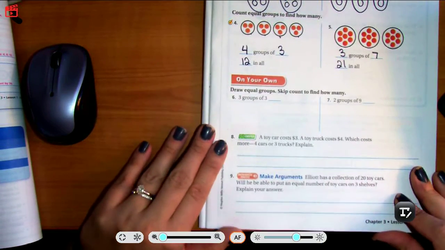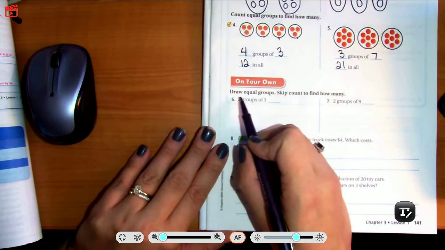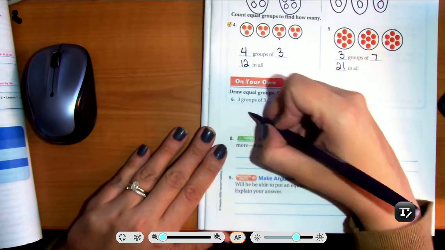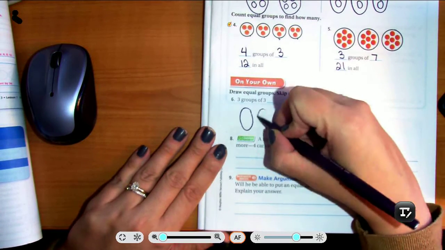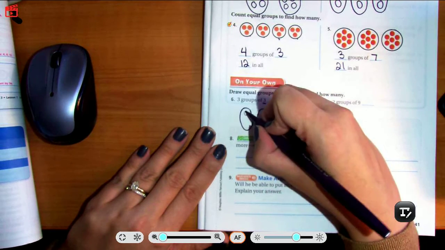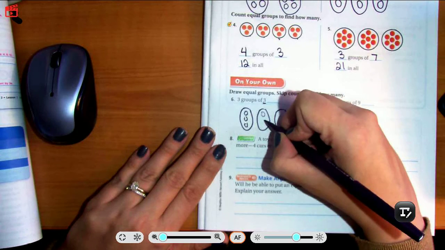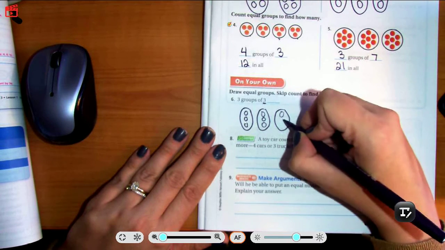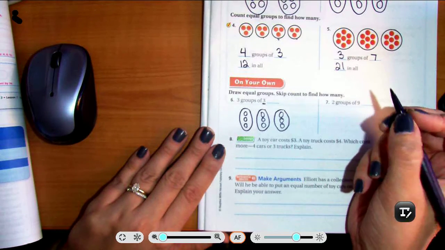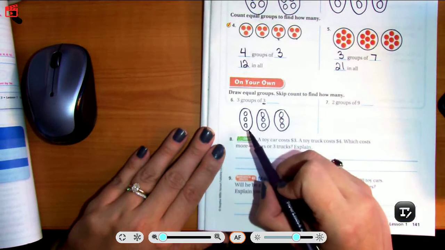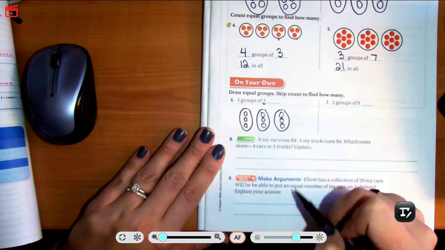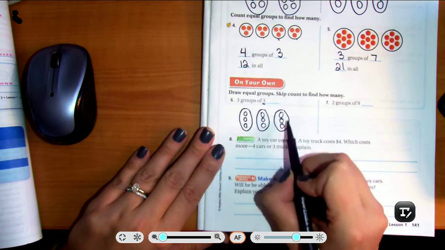Down here at the bottom, I'm going to draw equal groups and I'm going to skip count to find how many. So again, 3 groups of 3 big circles with how many in each? 3. 1, 2, 3. Now I'm going to skip count by 3. 3, 6, 9.